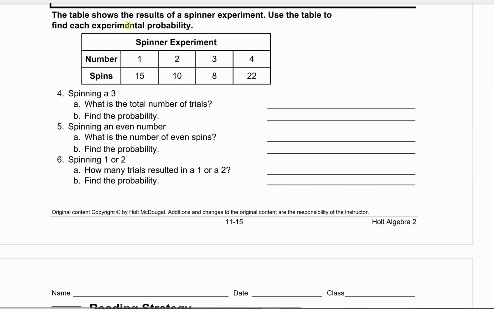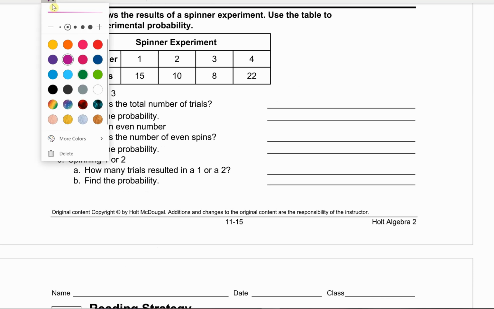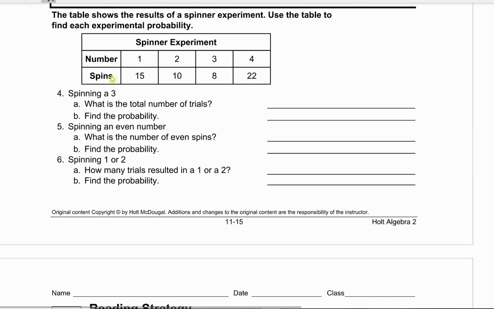So let's look at another spinner. This one has numbers instead of colors. Same idea. There are 4 possible choices here. How many spins were there in total? Let's add up these spins. 15 plus 10 plus 8 plus 22 is 55. So they spun the spinner 55 times.